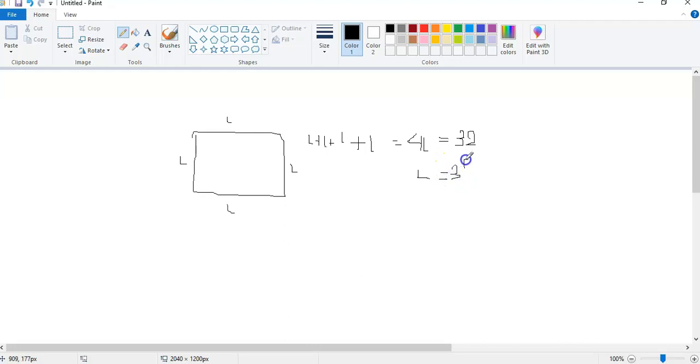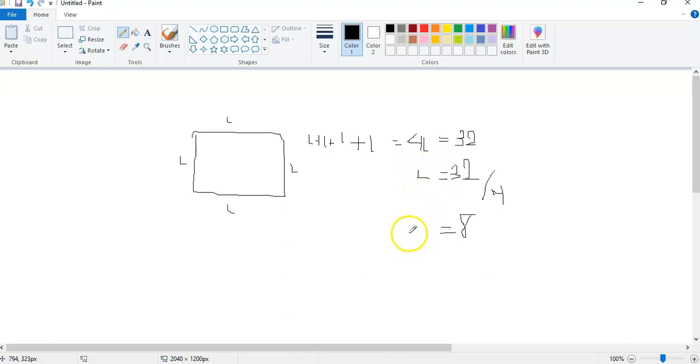Now 32 over 4 gives us what? If you do your multiplication, you realize that it's supposed to give us 8. 4 times 8 gives us 32. So our length of the square is 8.